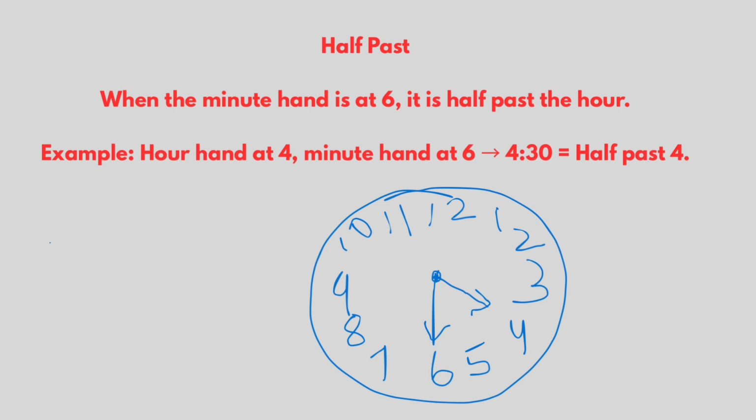What is half past? When the minute hand is at 6, it is half past the hour. It means the half hour is already past 6 o'clock. For example, hour hand at 4, minute hand at 6. What time is it now? 4:30. Half past 4 means half an hour is already past 4. That is called half past 4.